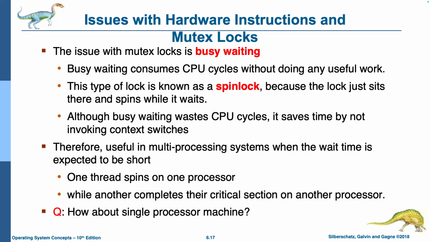What is a mutex lock exactly? Here we discuss the two implementations for mutex. This one is the busy waiting mutex lock. So busy waiting and spin locks go together. The spin lock is one implementation of busy waiting.